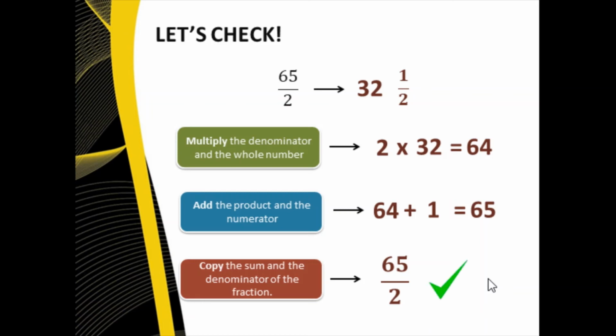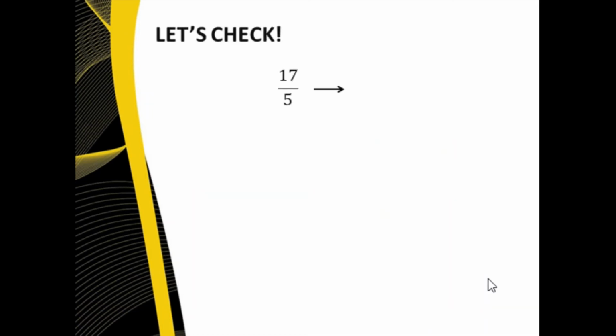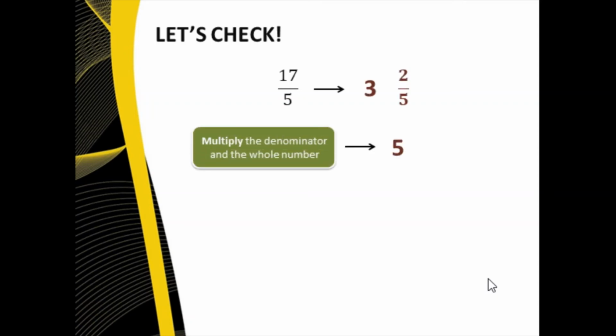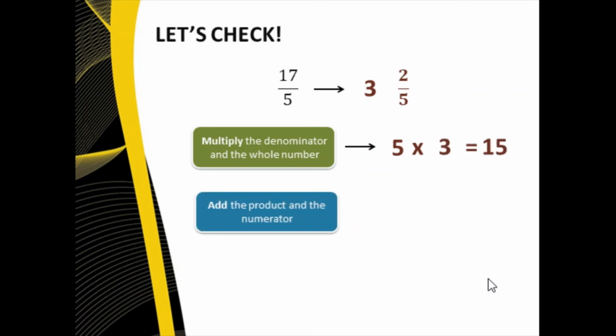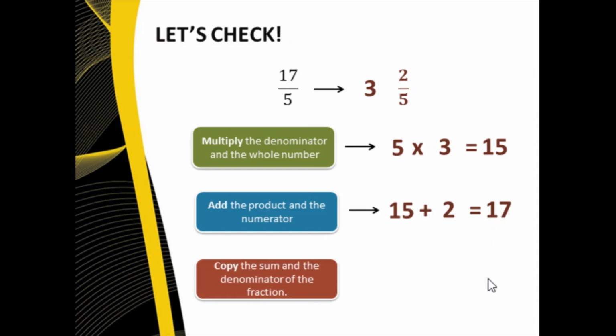How about the other one? Let's check 17 over 5. Multiply 5 times 3 equals 15. Add 15 plus 2 equals 17. And then copy. 17 is the sum and denominator is 5. It is the same. Okay? That is how you change improper fraction to a mixed number.